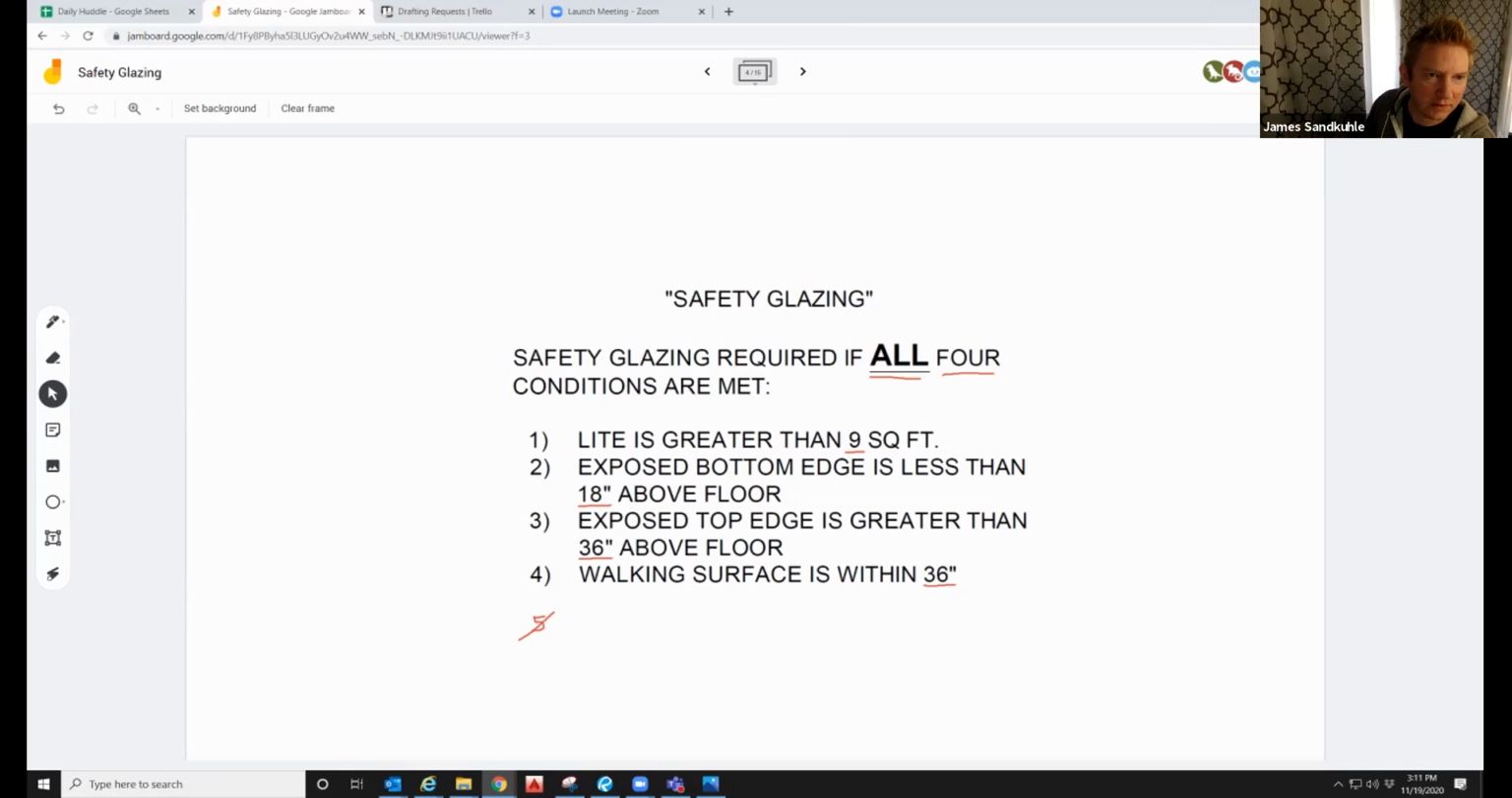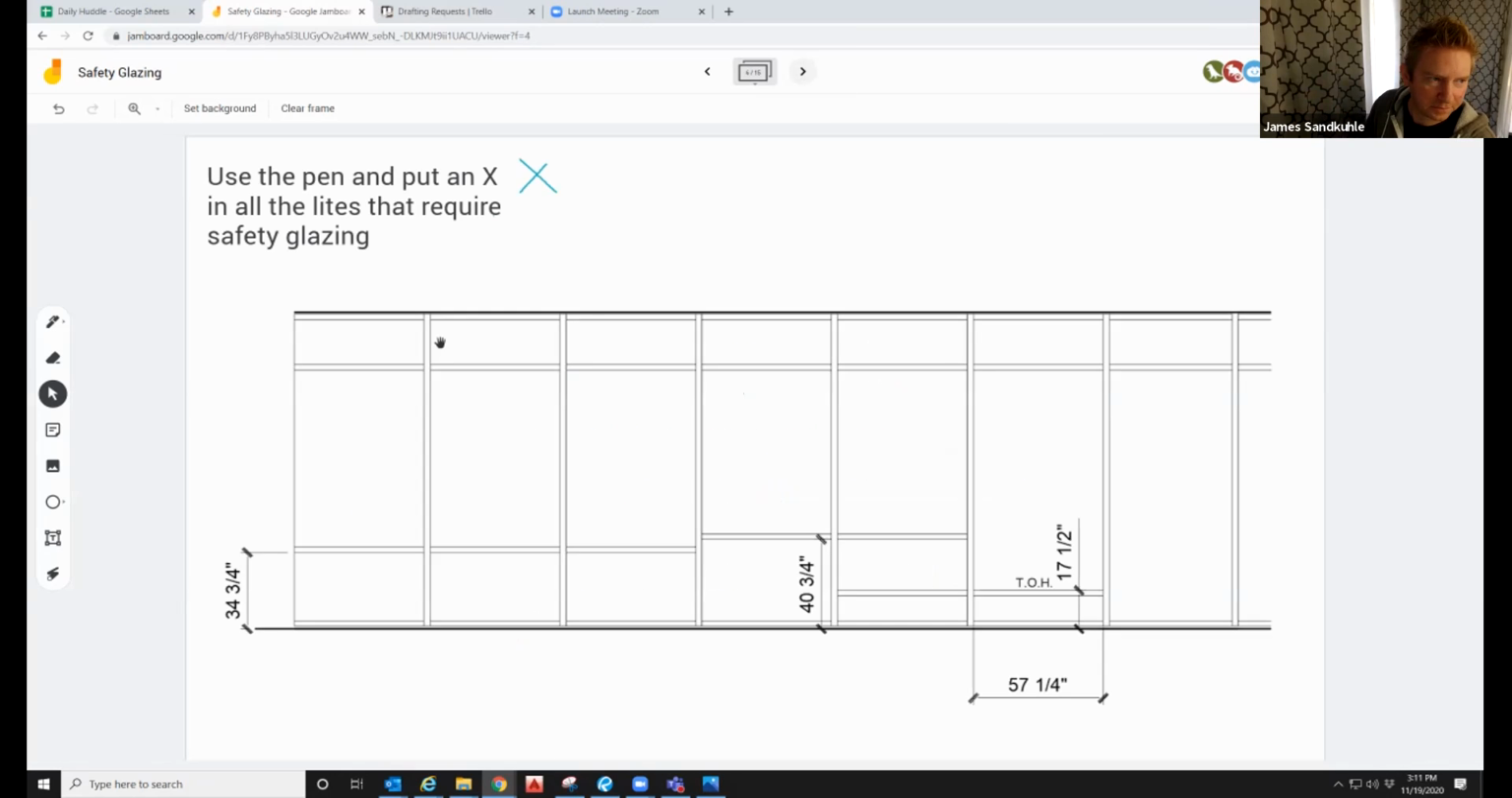All right, moving on to slide 5. So with that knowledge, use the pen to put an X, or if Jamboard's not working, you can use the Zoom markups. Put an X in all lights that require safety glazing.